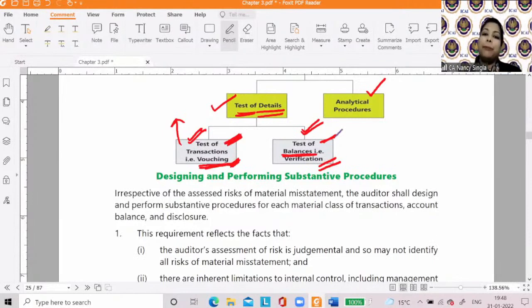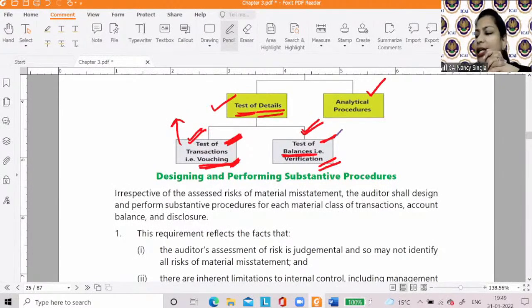Okay? Based on auditor's assessment of internal control, let's say, see, test of detail is what? You are checking everything in detail. And analytical procedures are what? You are calculating the ratios. And I've told you that a combination of both can also be used by the auditor.